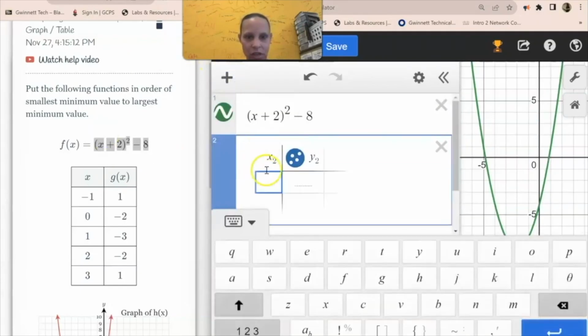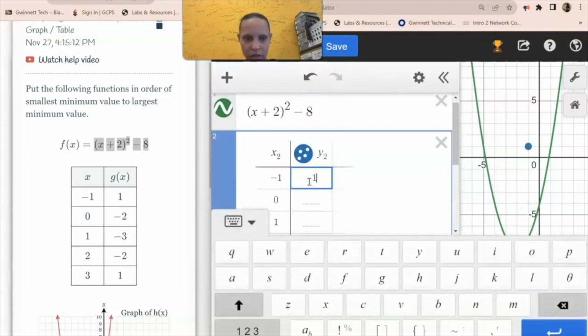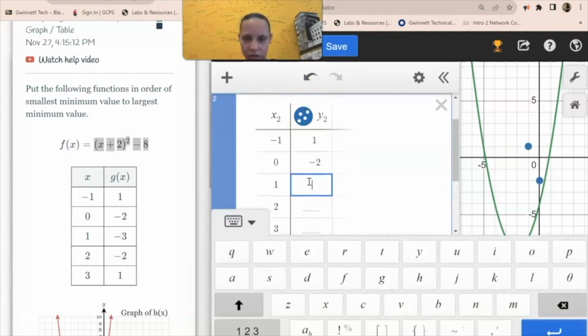So this is -1, enter, 0, enter, enter, enter. And then on -1, it's 1, -2, enter, -3, enter, -2, enter, 1.